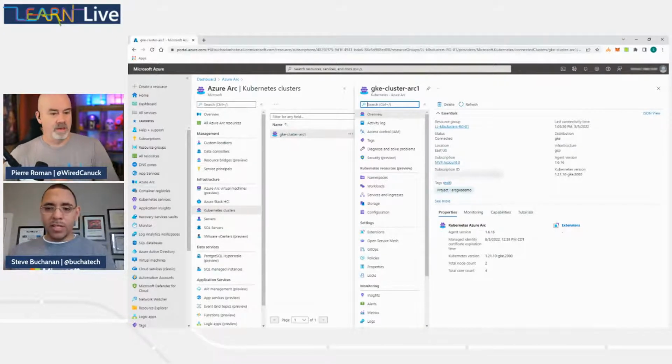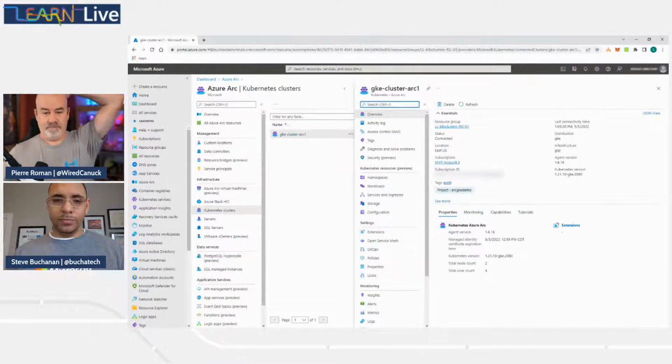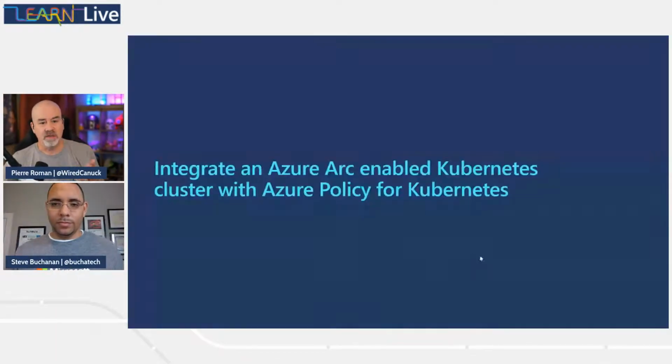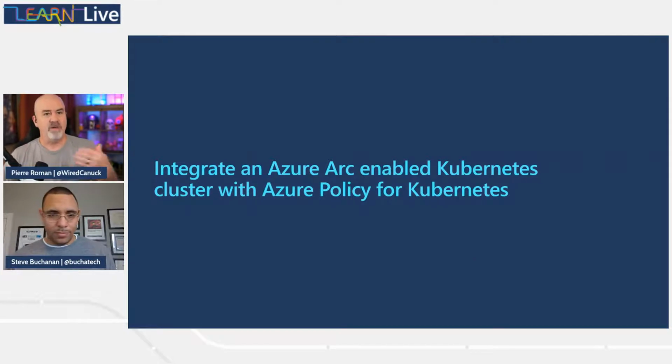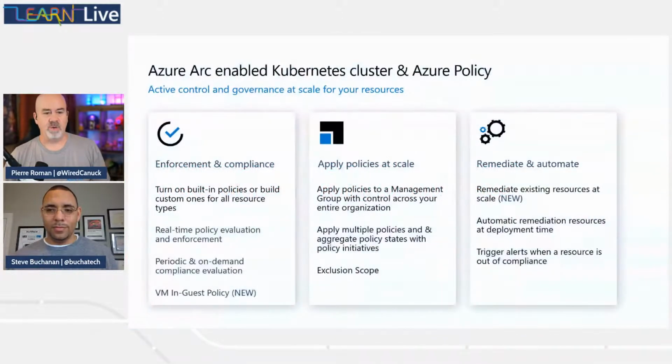Okay. So let's jump back to the slides here. And we have about 22 minutes to keep going. So let's jump right into the next section, which is now that we've onboarded that Kubernetes cluster, now that it's an Arc-enabled Kubernetes cluster, because we love to add more complexity to the names. What do you do with it?